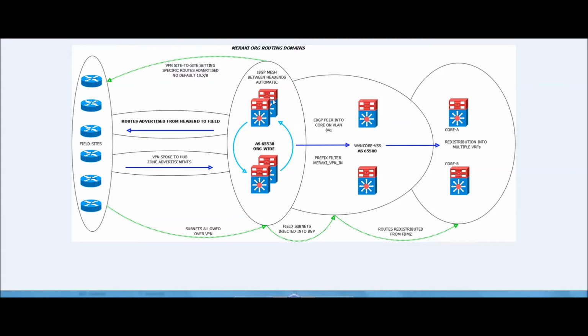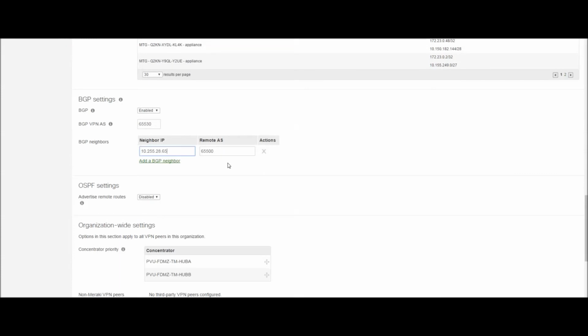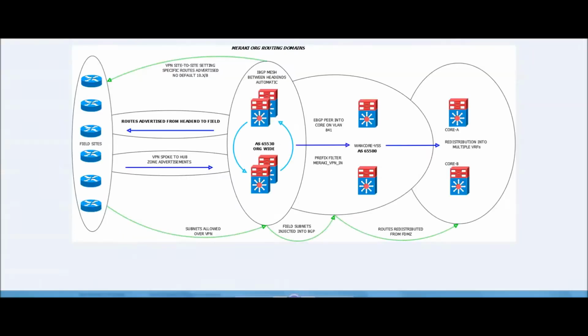This autonomous system number, 65530, that we've defined between the head ends is only significant to your Meraki organization. The eBGP relationship between the core and your head ends is defined by the BGP autonomous system number on the core here, and that's where we defined the eBGP and the peering IP address. Now we peer into the eBGP core onto a specific VLAN that the Meraki head ends are sitting on.